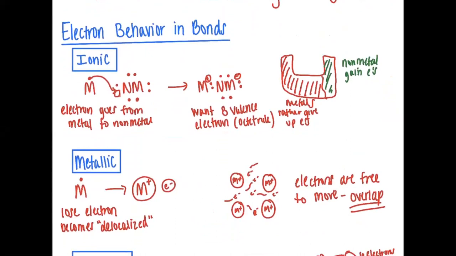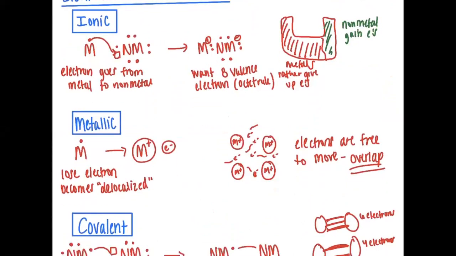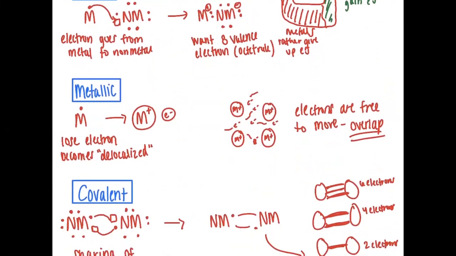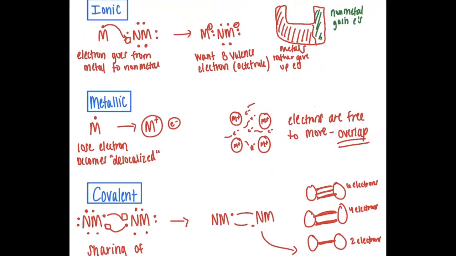For ionic, electrons go from metal to non-metal. In metallic, the metal loses the electron and it becomes delocalized. And in covalent, it's a non-metal and a non-metal, and they share those valence electrons. The goal of all 3 of these types of bonds is to get to that stable electron configuration, those 8 valence electrons, and they all do it through 3 different means.